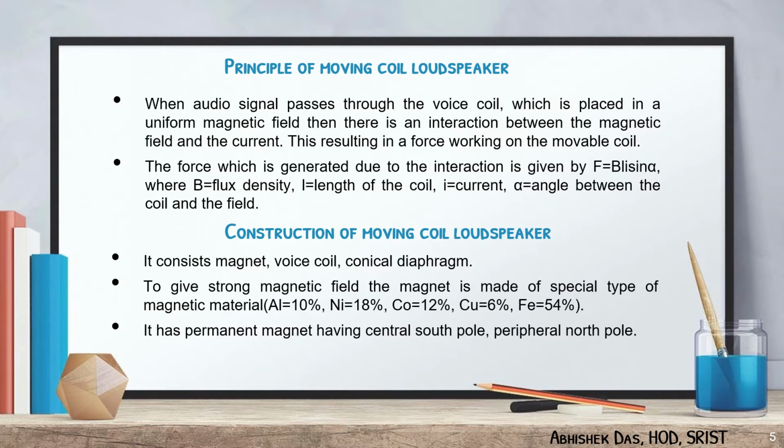Now, we consider the construction of the moving coil loudspeaker. The main parts of this loudspeaker are the magnet, voice coil and conical diaphragm. This uses a permanent magnet having a central south pole and peripheral north pole. To give a strong magnetic field, the magnet is made of a special type of magnetic material where aluminium is 10%, nickel is 18%, cobalt is 12%, copper is 6% and iron is 54%.